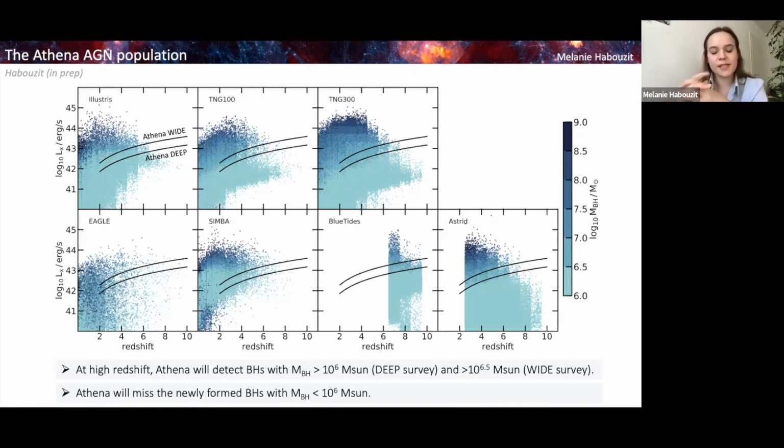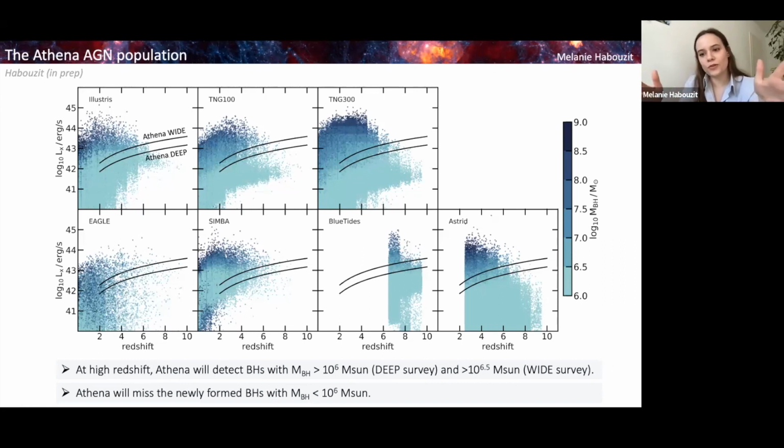But we will miss the newly formed black holes that have a mass of 10^5, for example. So this would be this tail here that we see at high redshift. We will miss those black holes, but that's okay because really going to black hole mass of 10^6 and higher, it's already learning a lot about the black hole population.